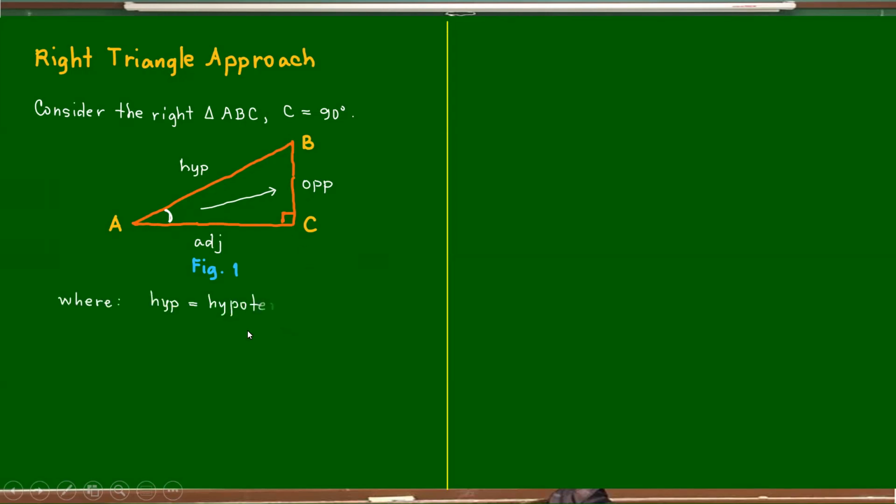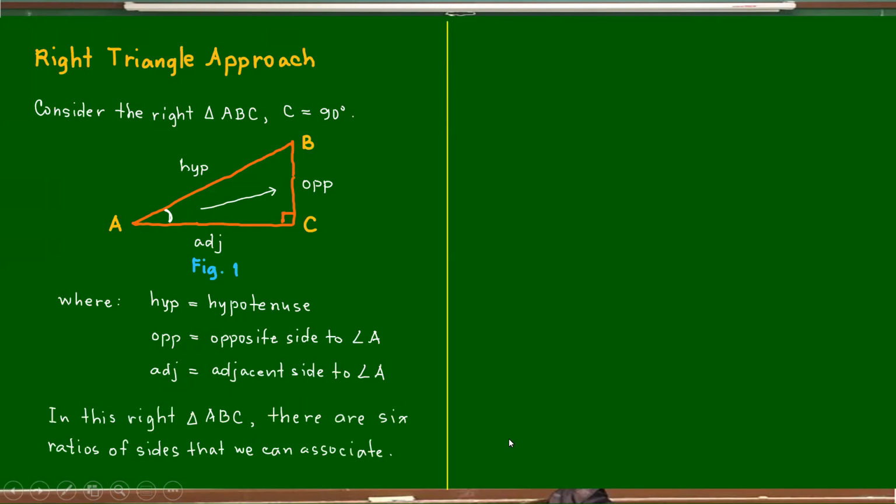So again, in this figure, hyp means hypotenuse. Opp means opposite side to angle A. Then we have adj, adjacent. So this is the adjacent side to angle A. In this right triangle, there are 6 ratios of sides that we can associate. These ratios, called trigonometric ratios, are as follows. We have opposite over hypotenuse. This is relative to angle A.